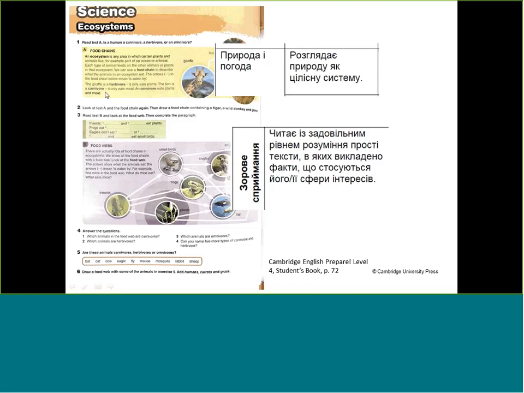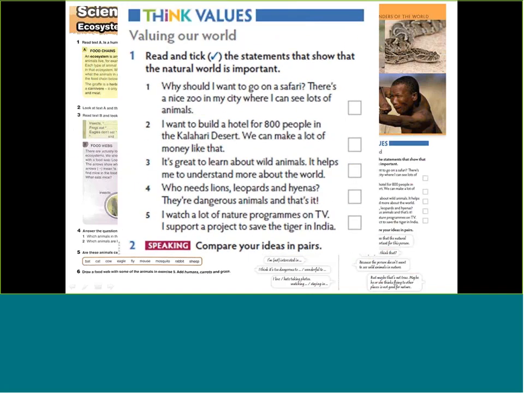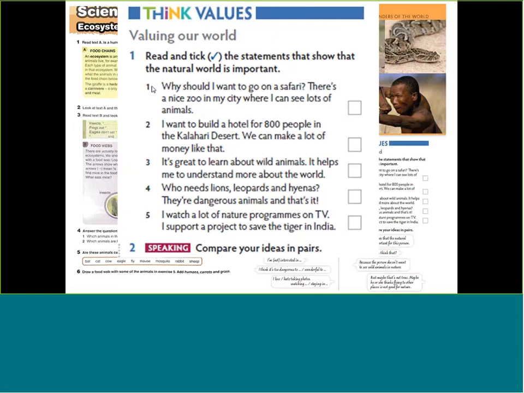In Cambridge English Think, it's also, this is from the book Prepare, and this is from Cambridge English Think. This one is about different cultures and tolerance, and again about ecology. And I would like to show you one of the exercises, again, Think Values. There are different values, and students need to pick what is important, what shows that the natural world is important.